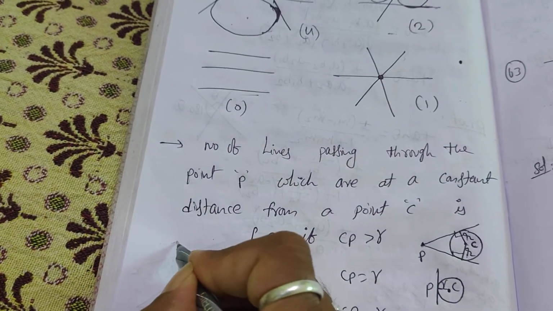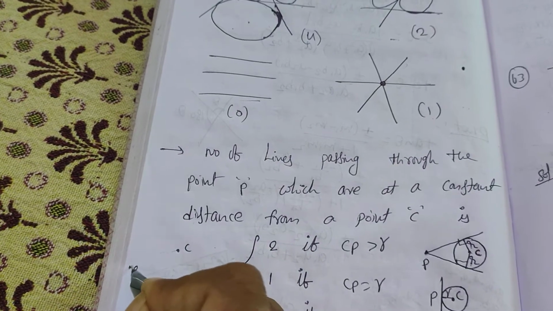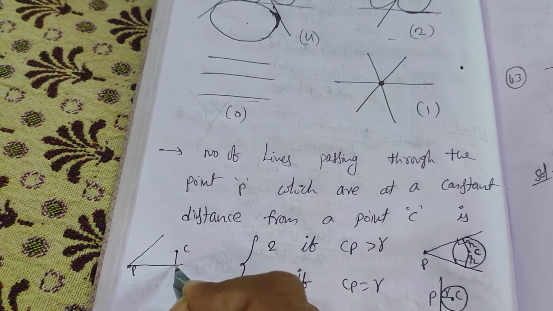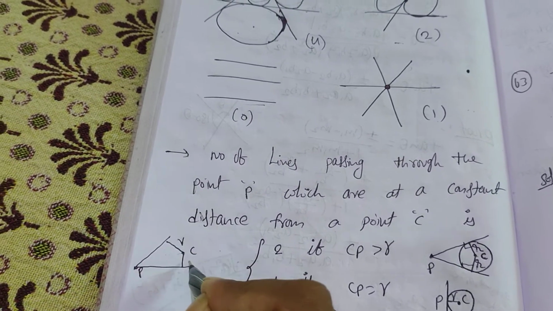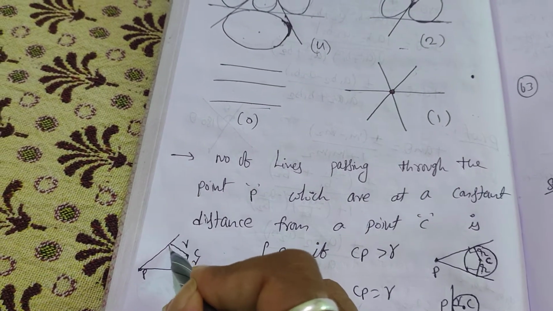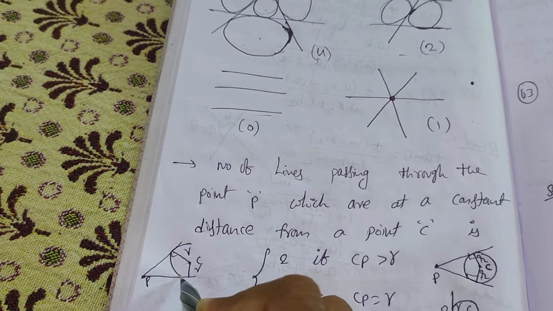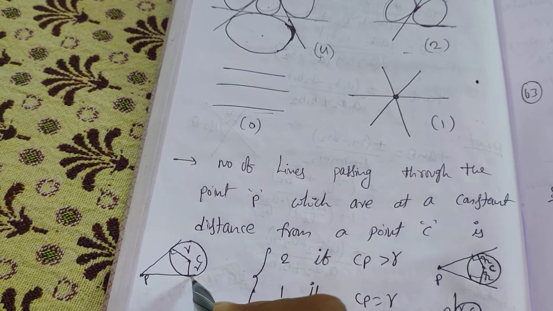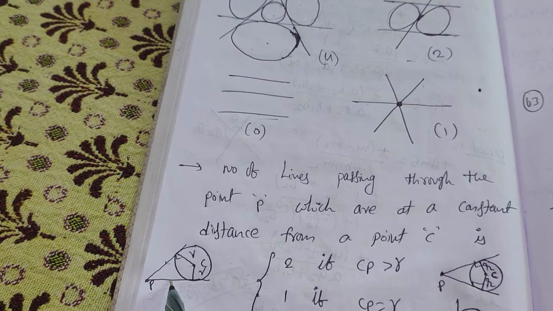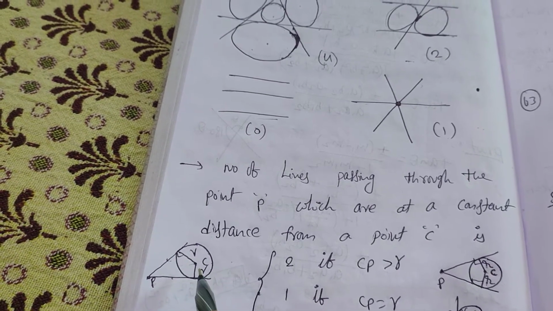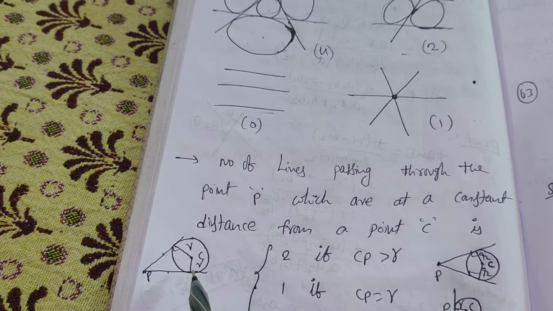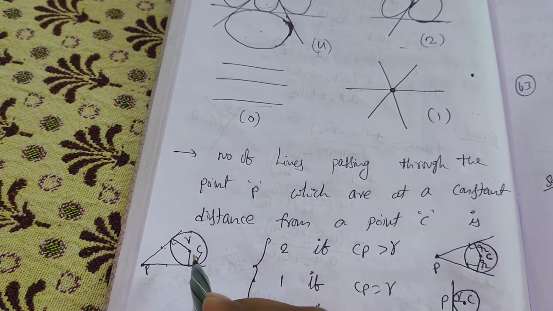Suppose C is here, P is here. So equidistance means how many can you draw? Only 2 you can draw, and these 2 distances are equal. By observing this, we can draw a circle whose center is C and radius is R units. So these are the only 2 possibilities. 2 lines only we can draw from point P which are equidistant from point C, and that distance is nothing but the radius of the circle whose center is C.